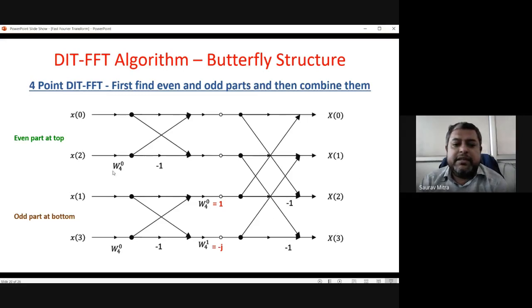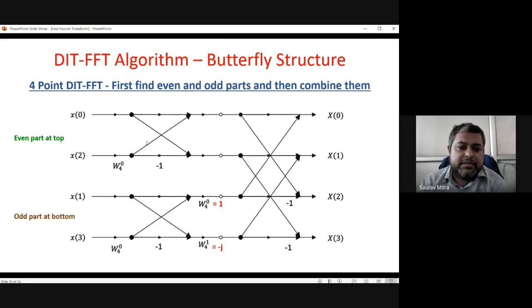There is a twiddle factor: W4^0 is 1, and W4^1 is equal to minus j. We have seen how to find all this. W is nothing but the twiddle factor, e raised to minus 2j pi nk divided by capital N. So that is what we had found. W4^1 means e raised to minus 2j pi divided by 4. And we have seen how to find the values of the different twiddle factors.